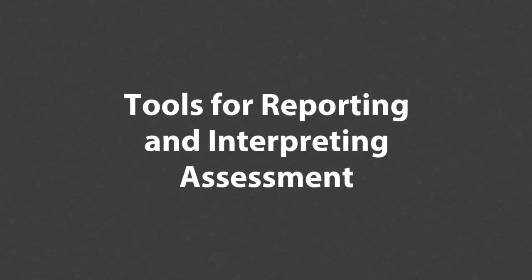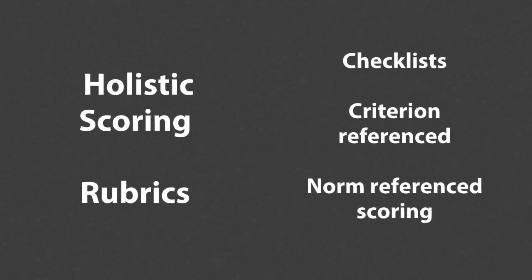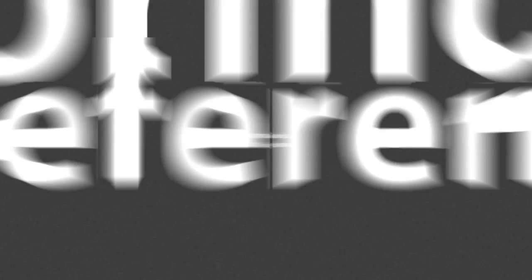There are many different tools for reporting and interpreting assessment. Holistic scoring is determined according to the teacher's overall impression of the student's work. Rubrics offer specific information about each component of a project or task. Analytical checklists break down an assignment into component parts to see that students perform each element of the task. Criterion reference scores are based on an attempt to measure each student against certain objectives or set of criteria. Norm reference scoring is the scores of the student compared to the other students who took the exact same test.